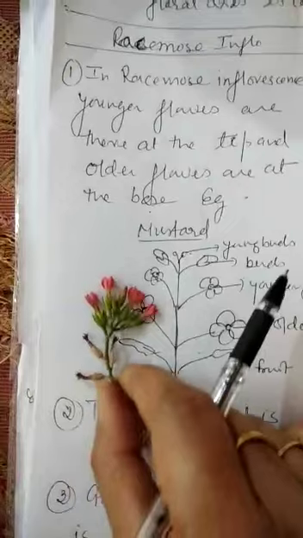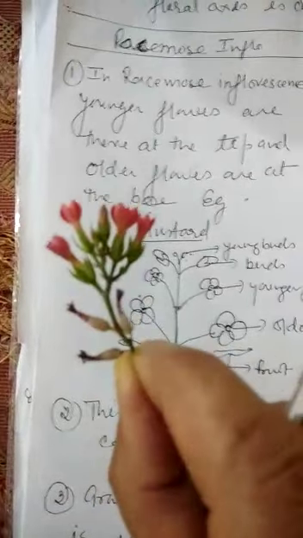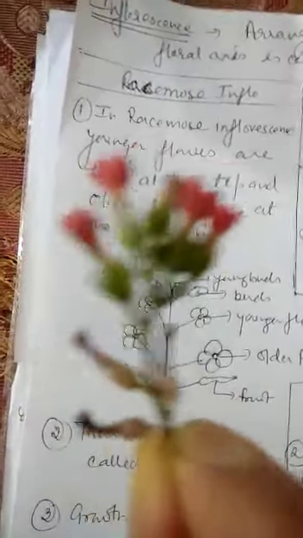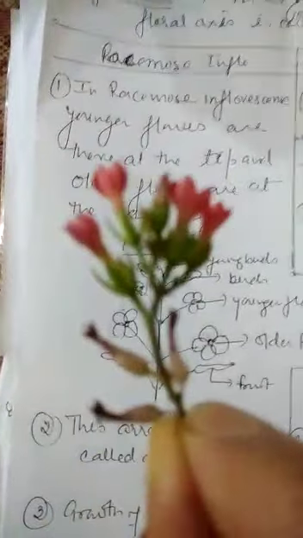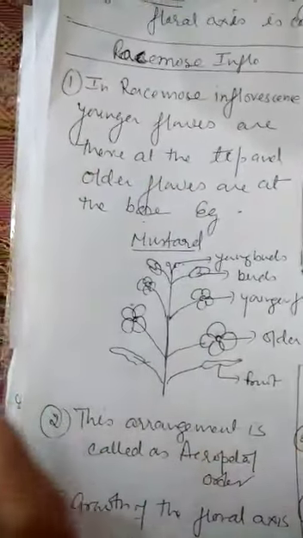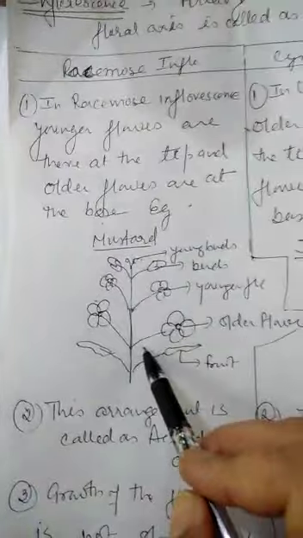So this is actually the flower of the bryophyllum that I have taken up. See that it is very much clear in this picture. The older are there at the base and younger are there at the tip. So this arrangement is called racemose inflorescence. Now today I will show you my garden also, in which I will show you various flowers.